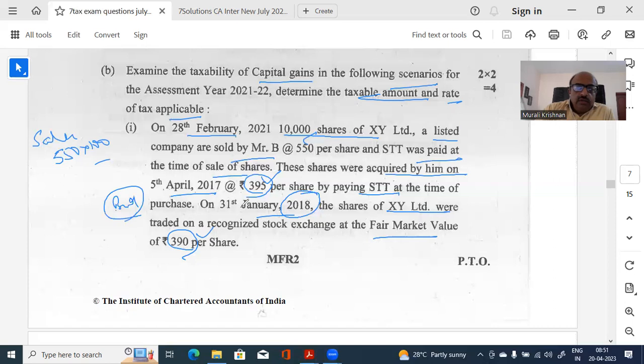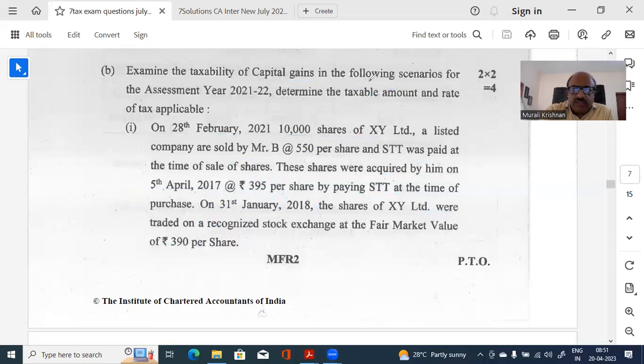Now, the question is, if I purchased at a higher price, can I take the benefit? Yes, you can take it. That is what they have given these two rates, mind you. It is not a hard-coded rate that you have to take only that rate. If you have paid a price more than 390, which is the value on 31st January, you can take that as your price.